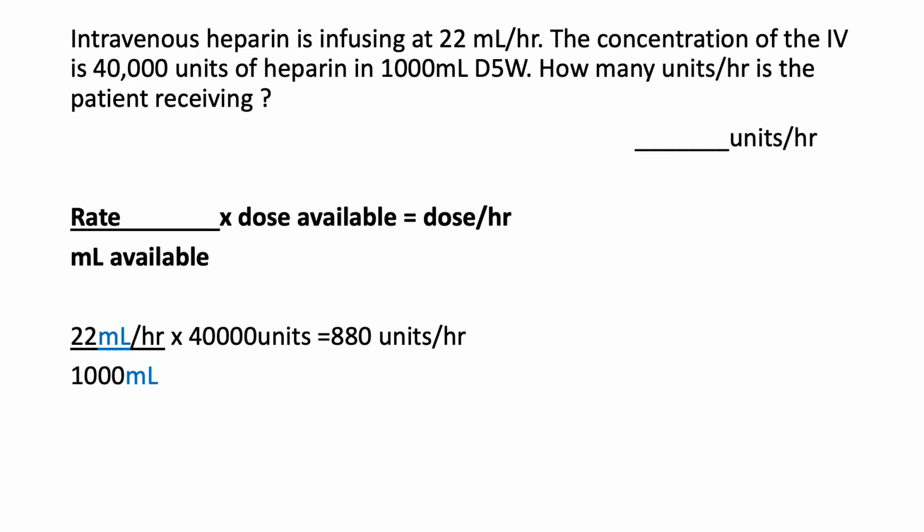Okay, now say you don't like that formula. I have another formula for you. The people that really like the basic formula or the universal formula or the D over H times the Q like this formula the best. So all you're simply going to do is put the rate over how many mLs you have available times the dose available. So it would be 22 mLs per hour over 1,000 mLs, and you multiply that by 40,000 units, and you get 880 units per hour.